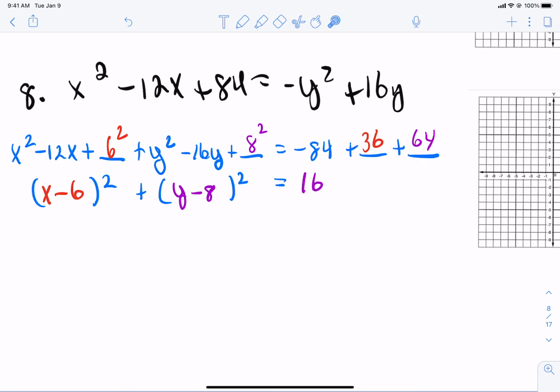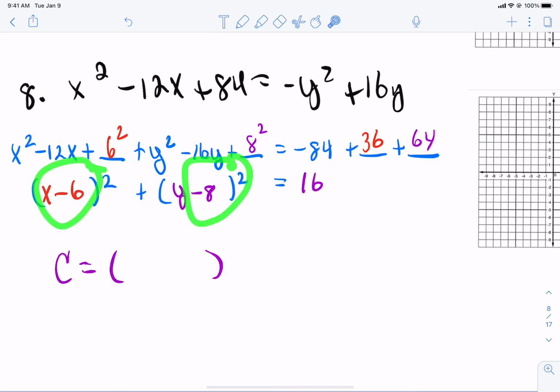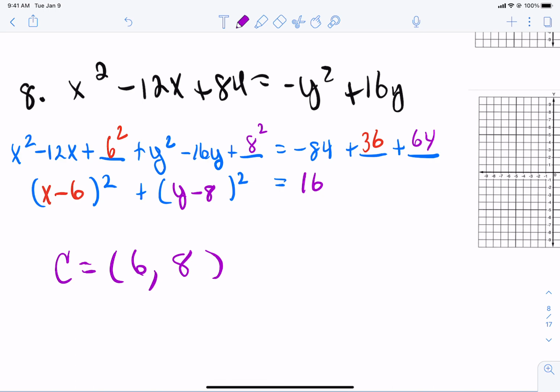And now we're ready to find the center and the radius. So our center, remember, is the opposites of the numbers we see here. So the opposite of -6 is 6. The opposite of -8 is 8. The radius is the square root of 16. This time it comes out nice. It's 4. Now we have everything we need to graph it.